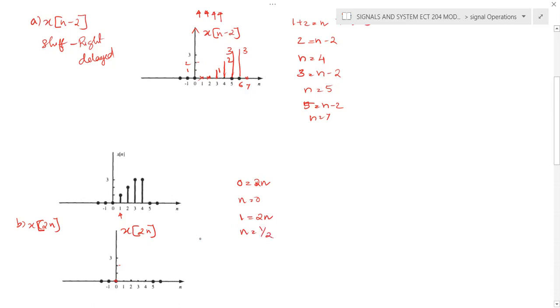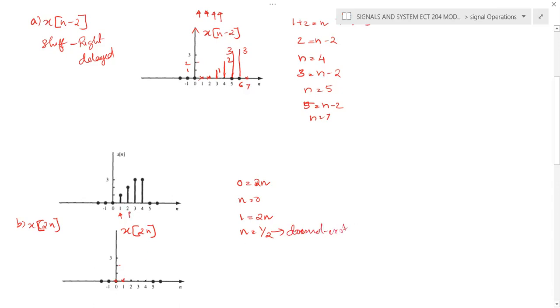Here comes a problem, because in a discrete time sequence there is no index value called 1 by 2. The initial value is 0, then 1, 2, 3, 4, etc. There is no index value called 1 by 2. So there is no value corresponding to it, it does not exist. So we will not get any value.